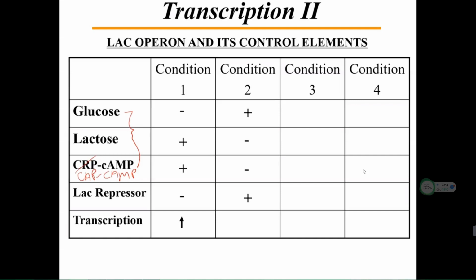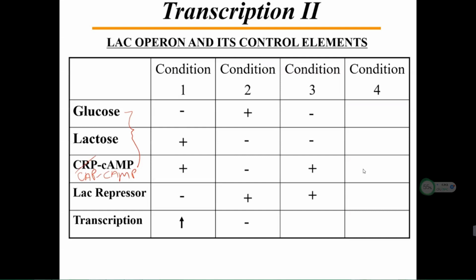So for condition number 3, we have no glucose present and no lactose. Obviously our cyclic AMP is going to bind to the CAP protein because we have high levels of it. But because we have no allolactose, the ligand for the repressor, the repressor is still bound. So irrespective of whether the CAP protein is bound to the DNA, the fact that the repressor is there means that we get no transcription of the lac operon.